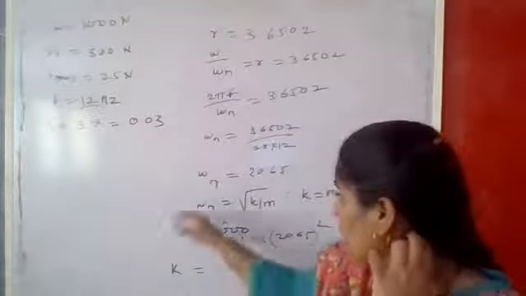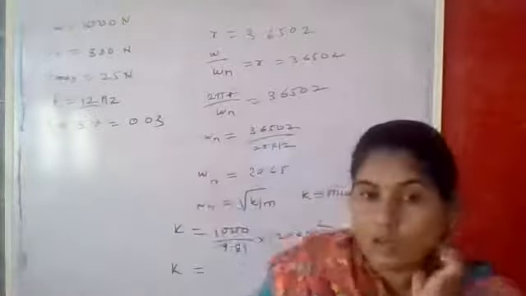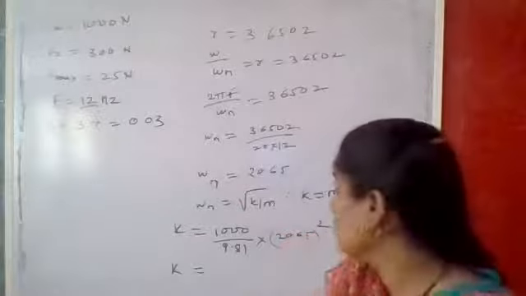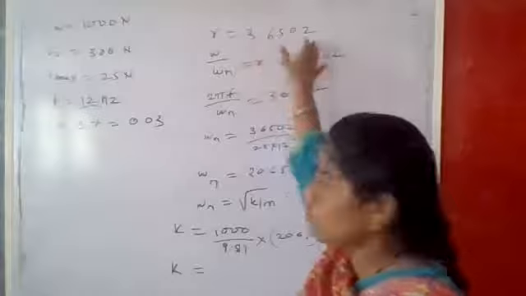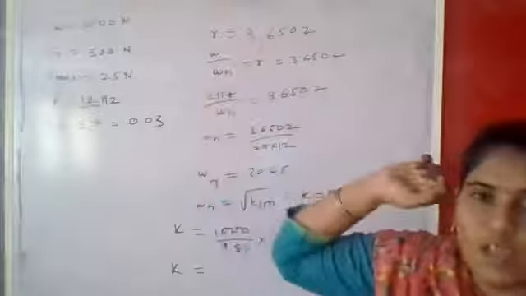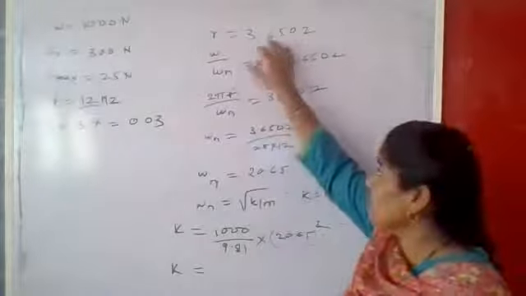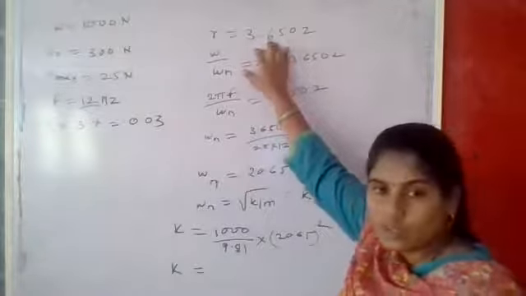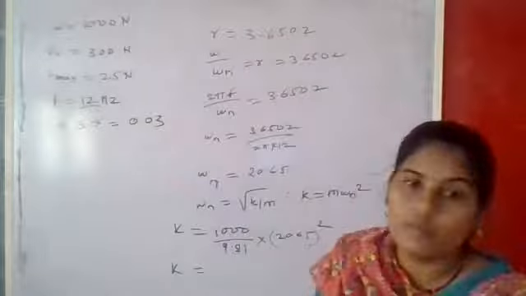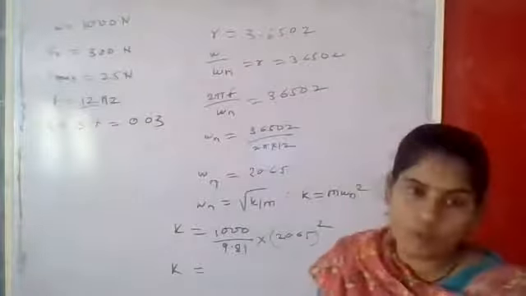By putting in the value of zeta and FT in terms of this formula, we get directly the value of r as 3.6502. And what is meant by this r? r is nothing but the frequency ratio, omega to omega n.